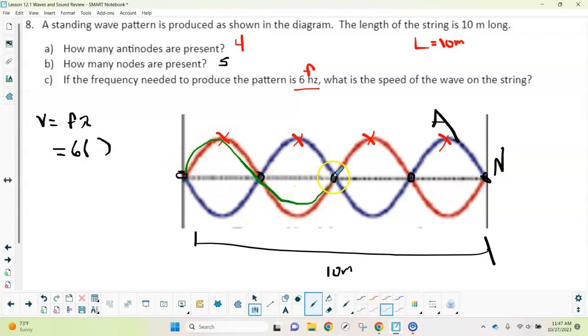And for this, wavelength essentially is going from 1 complete cycle. So that looks like 1 cycle. That looks like it would be 2 cycles. So there are 2 wavelengths on this pattern that fit on the string. So if we divide by 2, 10 divided by 2 is 5. So 5 is going to be the wavelength of the string. And when you plug in 6 times 5, you get 30. So 30 meters per second is how fast the wave is actually traveling on the string. So that's the last answer.